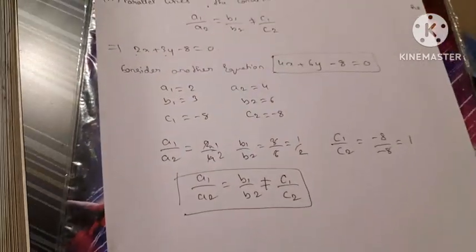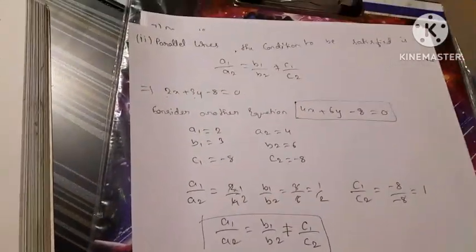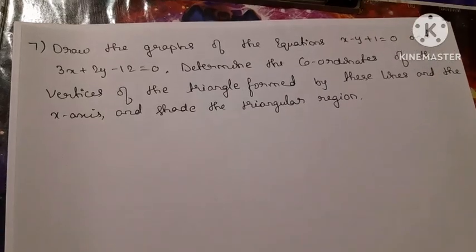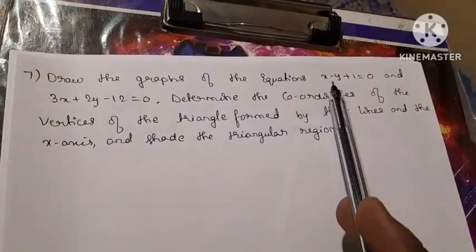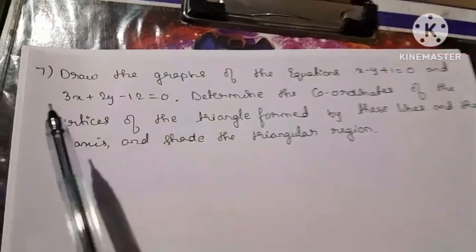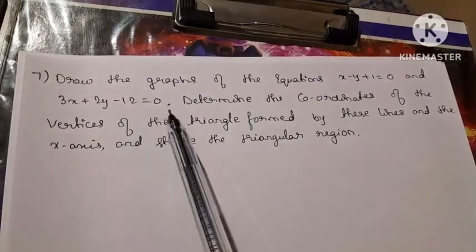So the question number 6 was very easy. Now we'll move on to question number 7. Now we'll solve the question number 7. They have given here that draw the graphs of equation x minus y plus 1 equal to 0 and one more equation 3x plus 2y minus 12 equal to 0.